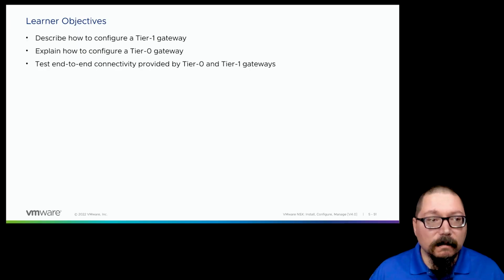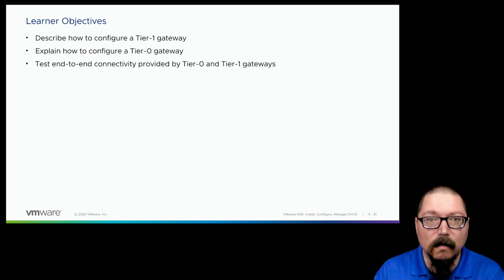So now that we've got our edge nodes and our edge clusters set up, let's put something on them. That's what this is all about, is building out our tier 0 and our tier 1 gateways so that we can actually have routing services in NSX natively. Now, what are we going on about here?